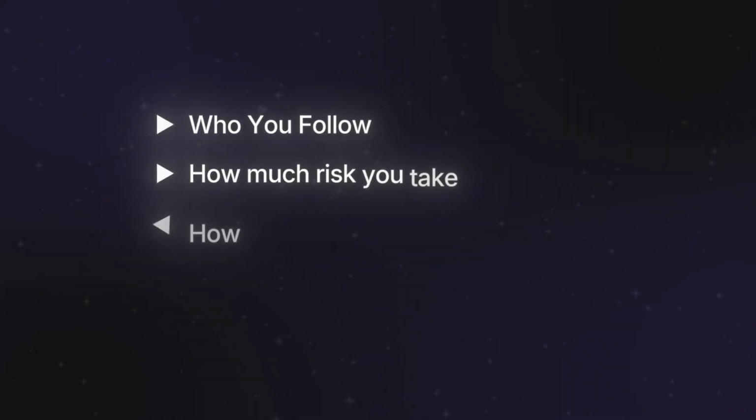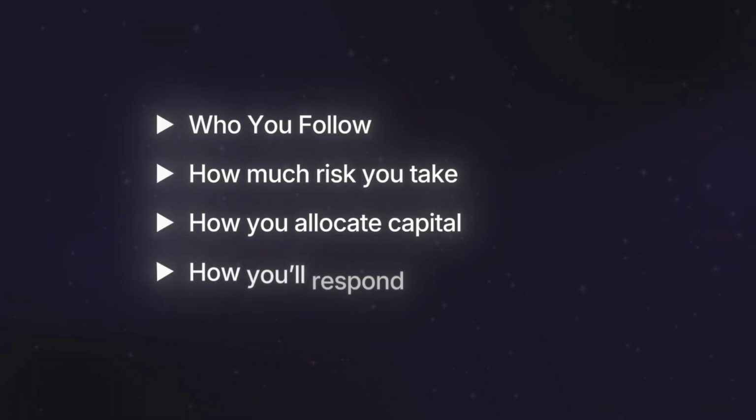When you do begin, start small. Watch how those trades behave inside your own account before increasing the amount you're risking. The trial should validate your plan, not become the place where you try to put up big numbers with real money. Alertsify can automate the execution, but it can't build the strategy for you. You still have to make the decisions that actually determine whether this works long-term. Who you follow, how much risk you take, how you allocate capital, and how you'll respond when the inevitable drawdowns happen. That's the difference between blindly copying trades and running a copy trading account like an investor.